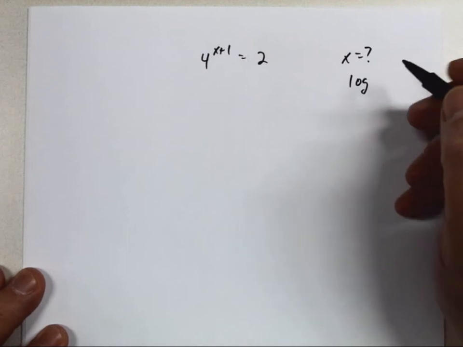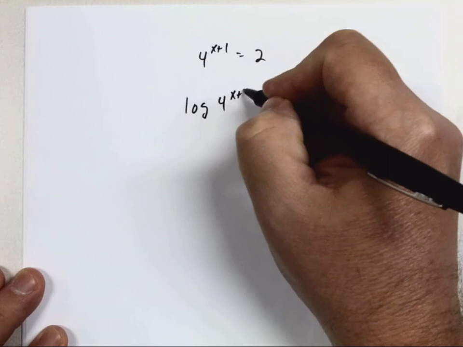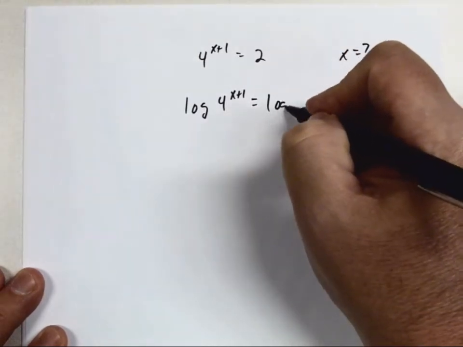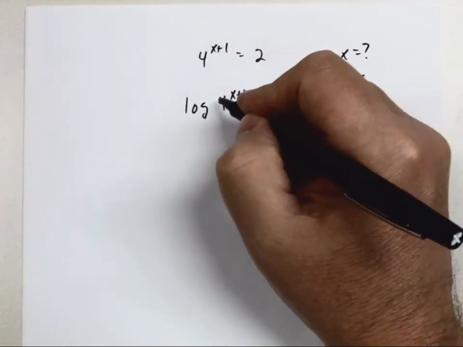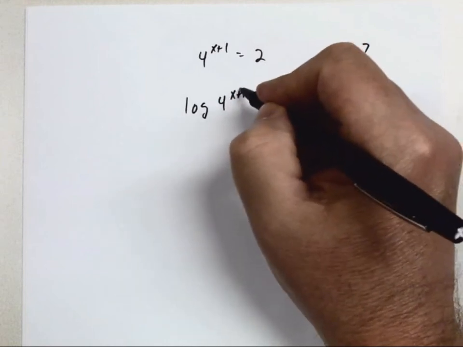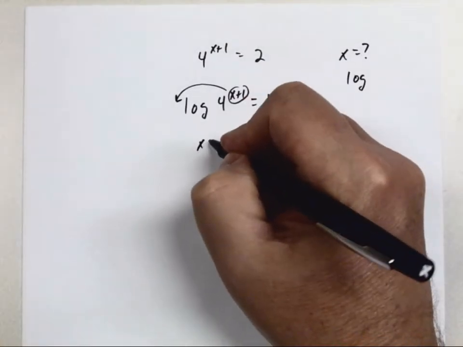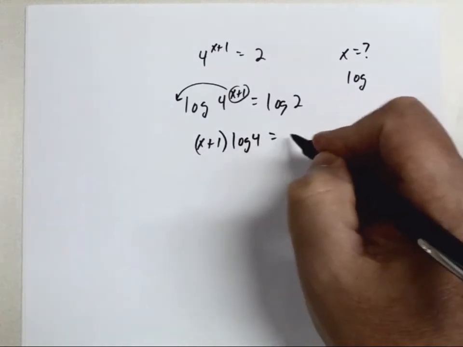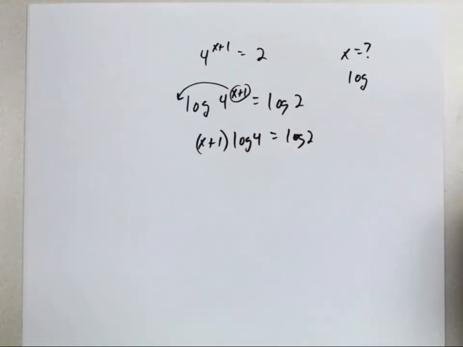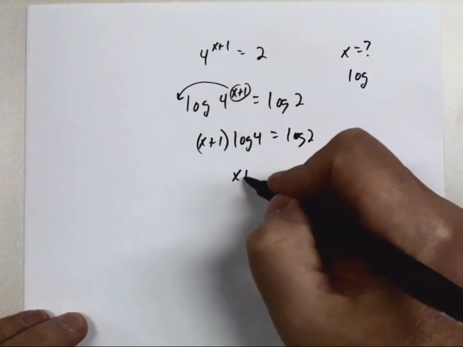So what can I do? Well, here's what you can do. I can actually take log base 10 of both sides, because now I remember that special rule that when you take the log of an exponent, you can bring the exponent in front. So if I'm going to solve for x, let's divide both sides by log 4.